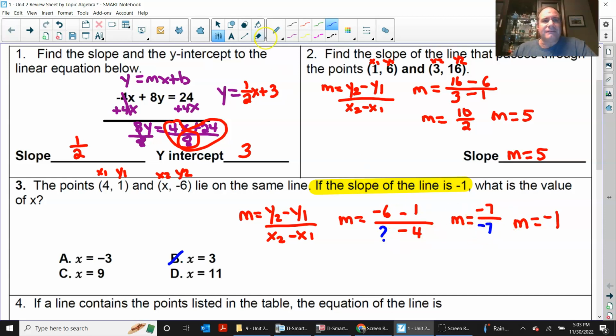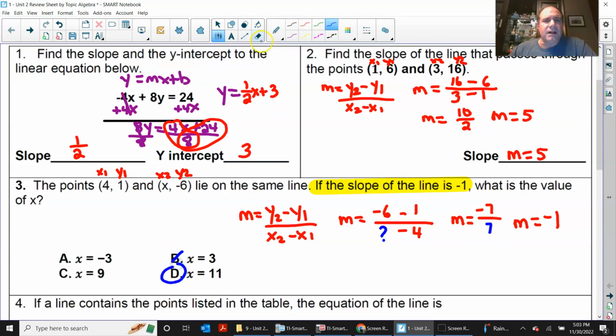I don't need a negative 7 down here. I need a positive 7. Because if negative 7 divided by positive 7 equals, if negative divided by positive is negative, that means this question mark, whatever this number is, minus 4 has to equal 7. And the only one that does that is D, 11.